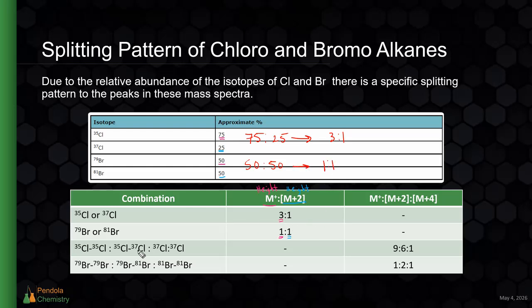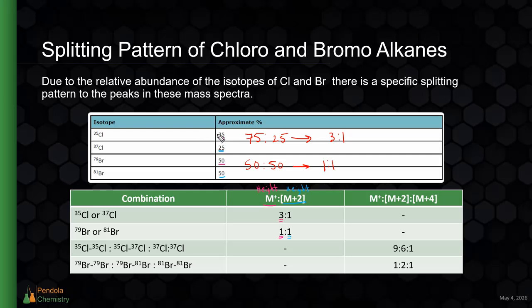Now, things get a little more complicated when we have 2 chlorines or 2 bromines. And that's because when we have 2 chlorines, we can have 3 different combinations: 35 and 35, 35 and 37, or 2 37s.